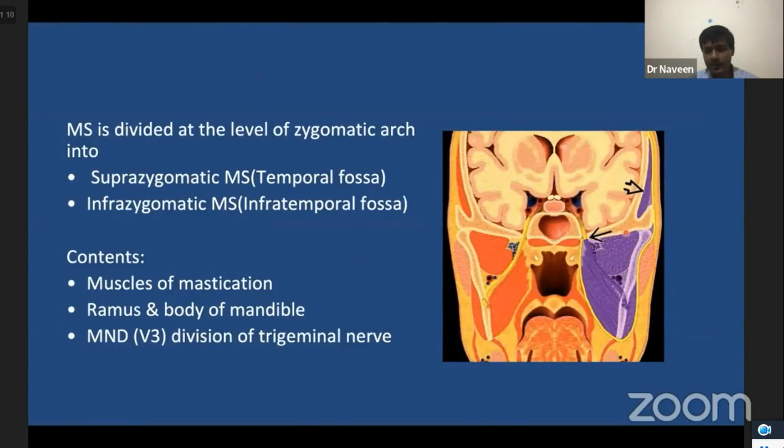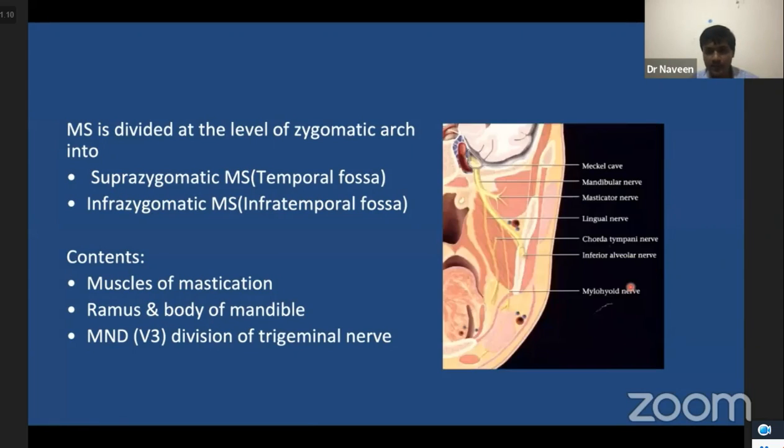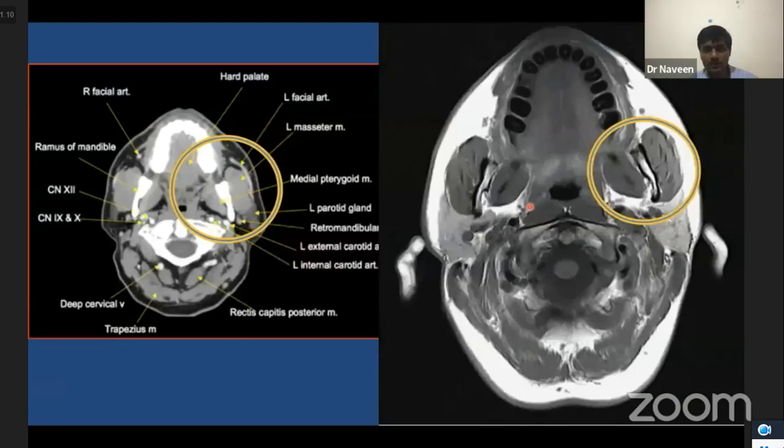And it can be divided by the zygomatic arch into suprazygomatic and infrazygomatic parts. Suprazygomatic is also called the temporal fossa. Infrazygomatic is also called the infratemporal fossa. The contents of the masticator space are the muscles of mastication, that is the medial and lateral pterygoid, masseter muscle, and the temporalis muscle, and the ramus and body of the mandible, and the mandibular division of the trigeminal. We can see here the mandibular division of the trigeminal in between the pterygoid muscles of mastication.